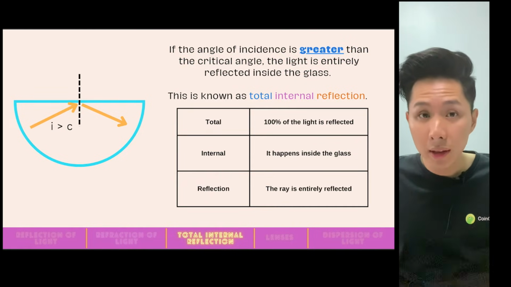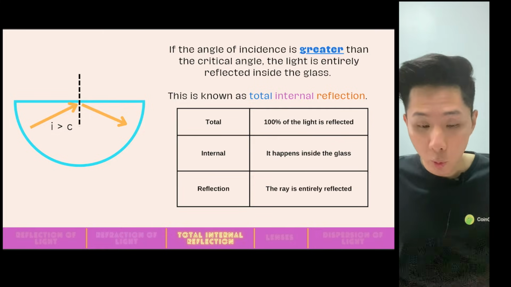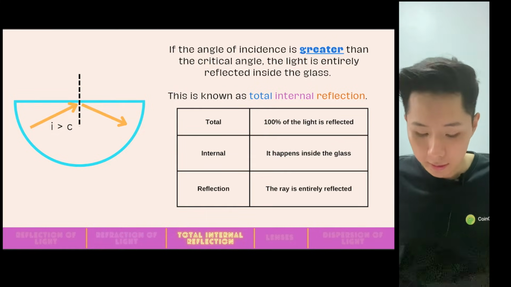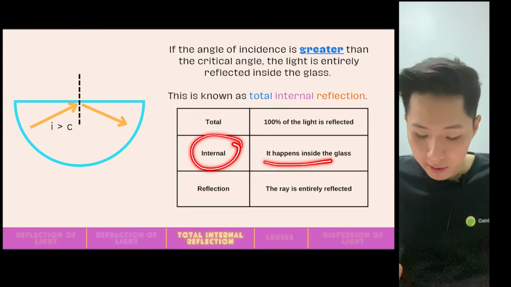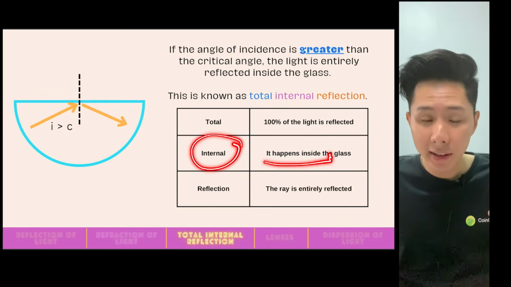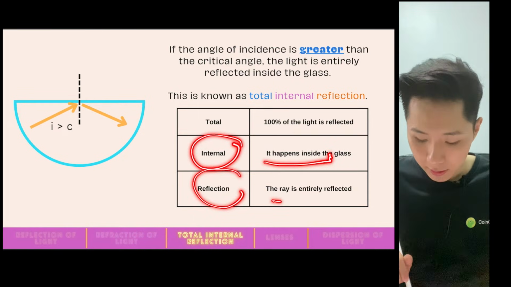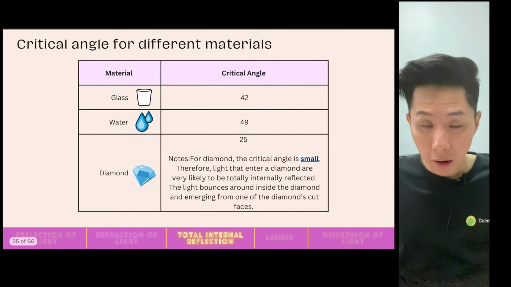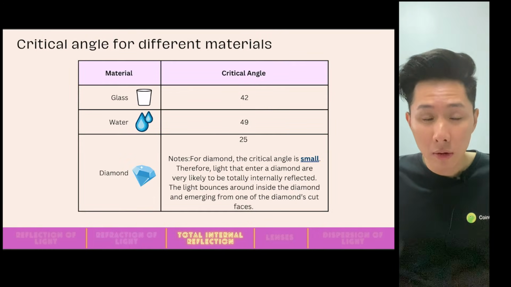And it's called total internal reflection for a reason. Total, meaning 100% of the light is reflected. Internal, because this reflection happens inside the glass. Reflection, the ray is entirely reflected. So now I will talk more about critical angle.